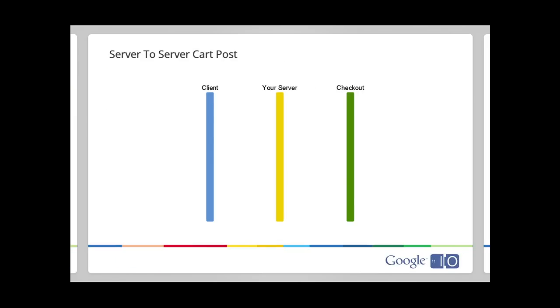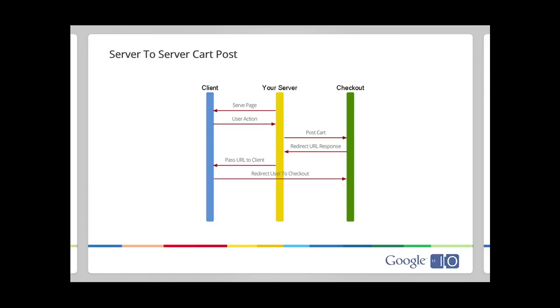The server-to-server post has a few more steps. Here, the customer requests your cart page, and once they click the Google Checkout button, it makes the request to your server, which then posts the cart API XML to Google Checkout. Google Checkout processes this and returns a redirect URL to your server. Your server then needs to pass on the redirect URL back to the client, and your client code needs a 302 redirect the customer to Google Checkout.